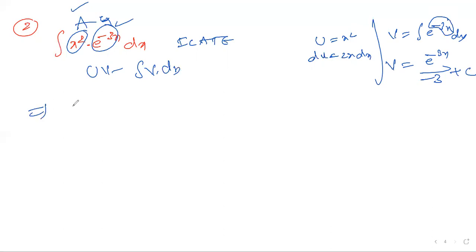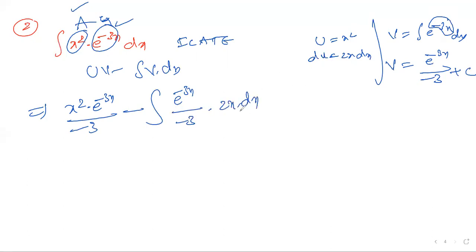Let us write the answers now. U, what is the value of v? V is the integration of e power minus 3x, which is e power minus 3x by minus 3. Integration of v du, so e power minus 3x by minus 3 times du, which means 2x dx. Minus into minus is plus. So directly I'll write x square e power minus 3x by 3, minus into minus plus 1 by 3. I should take 2 common out.